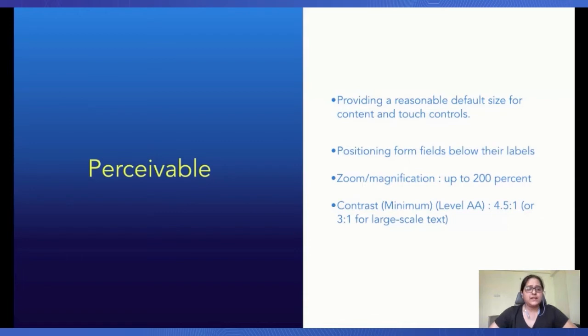The success criterion related to zoom magnification is that text should be resizable without assistive tech up to 200%. And the level AA contrast requirement is 4.5:1, or 3:1 for large scale text.